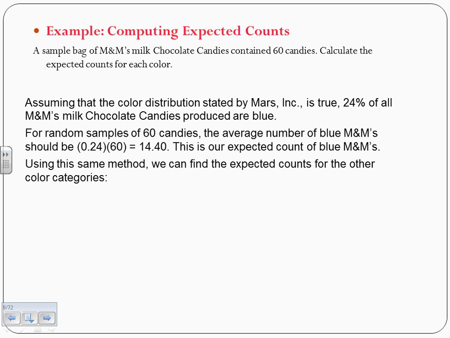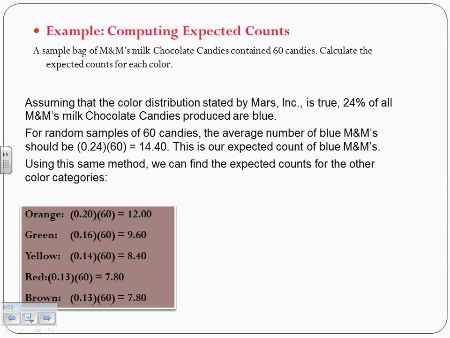All right. Assuming that the color distribution stated by Mars is true, 24% of all M&M's milk chocolate candies produced are blue. For random samples of 60 candies, the average number of blues would be about 14.4. This is our expected count. Using this same method, we can find the expected counts for all of the colors. See if you can do that. And then check to see if you got your orange expected count to be 12, green is 9.6, yellow is 8.4, red is 7.8, and brown is 7.8.